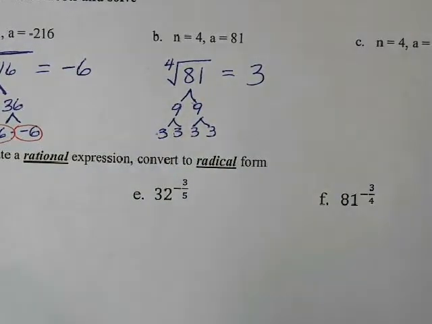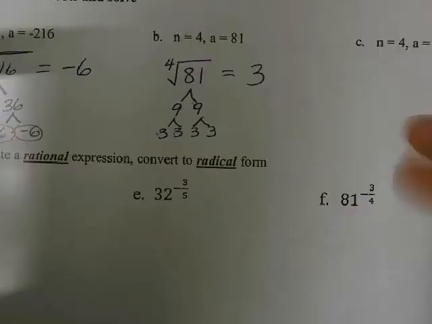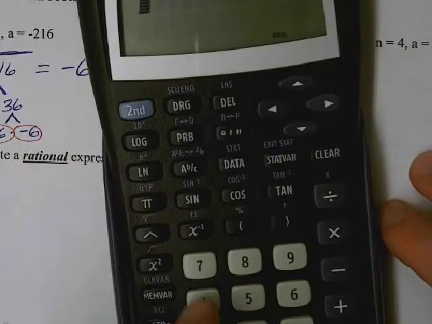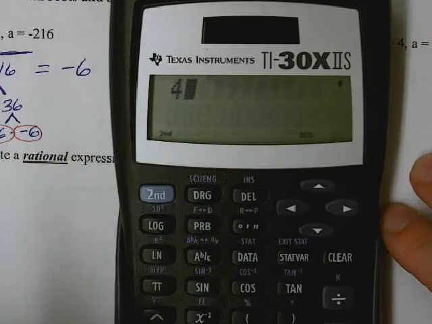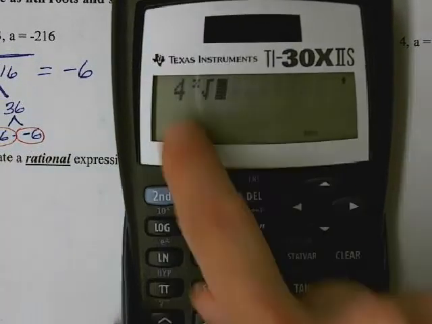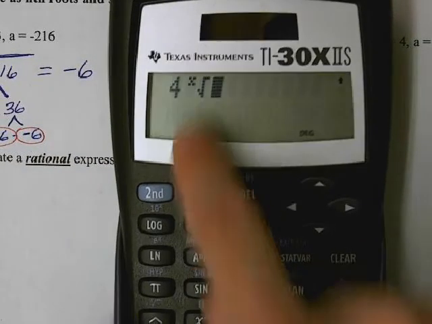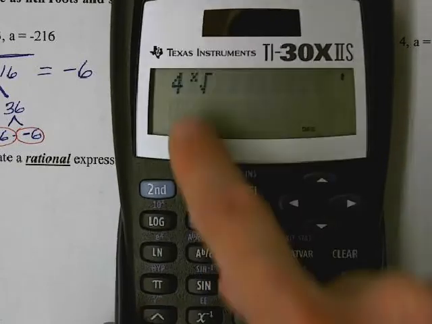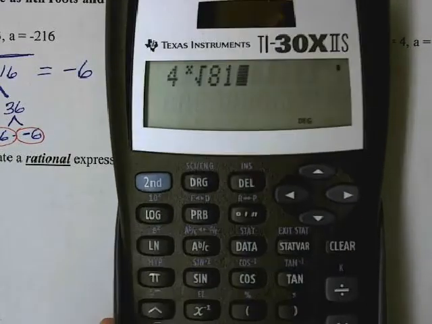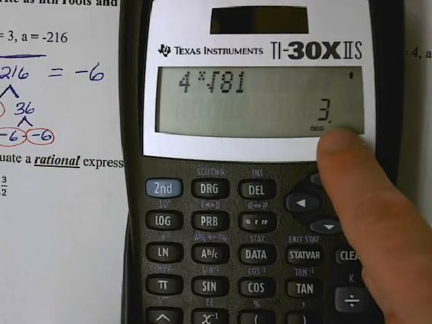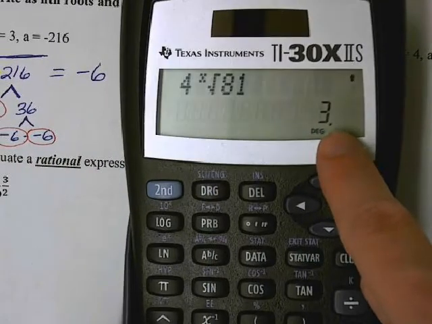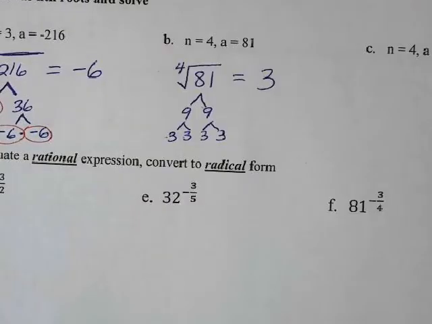You could do this 4th root on a calculator also. Look, I'll show you. I have to hit a 4 first, and then I have to hit 2nd and the up arrow key to do different roots. The power key, the caret key. 4th root of 81, see, equals 3. Kind of glares a little, I know, with the lighting. But see, you can do it with that.